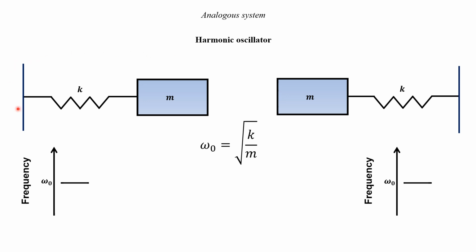So let's begin by considering two independent harmonic oscillators. And I'm showing here the orbital of this harmonic oscillator, so the mode of oscillation with its resonance frequency, and I'm showing here the same for this harmonic oscillator. So in this case, we have two harmonic oscillators, so we have two modes of oscillation. We have two orbitals. And both orbitals have the same resonance frequency because we're considering two identical harmonic oscillators.